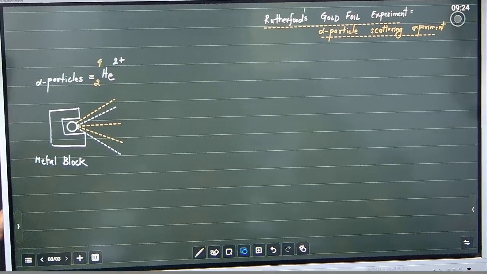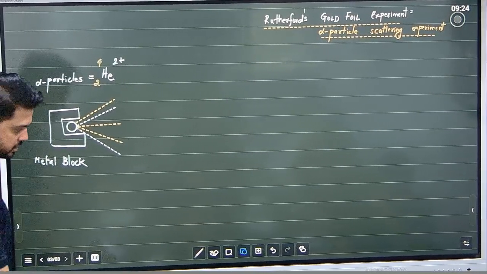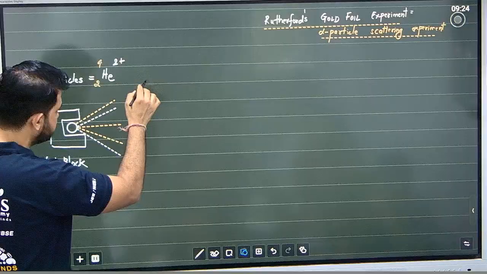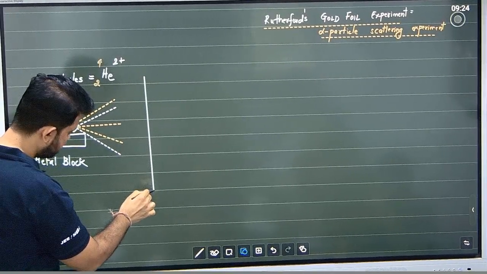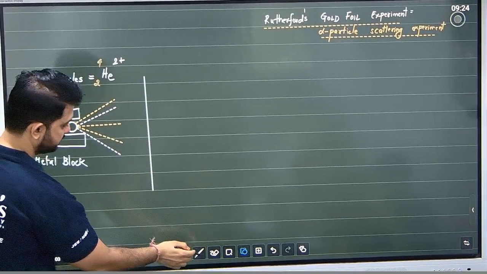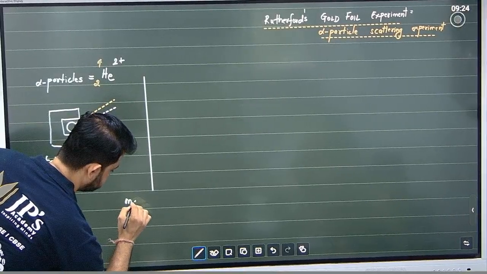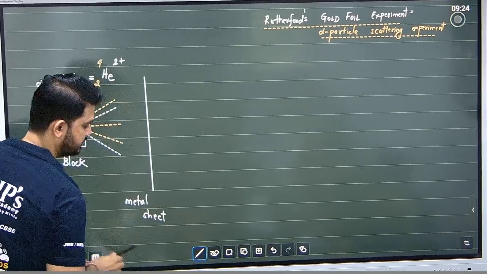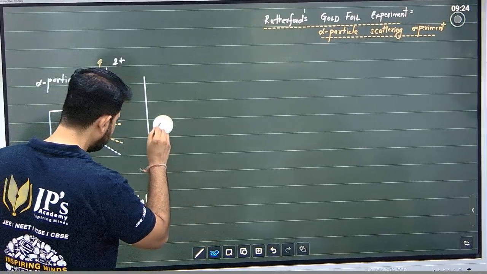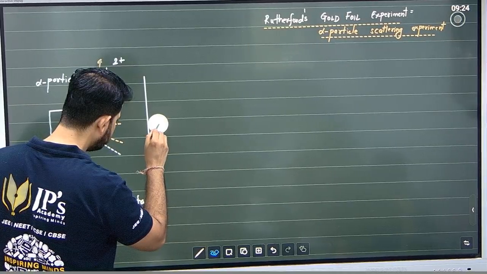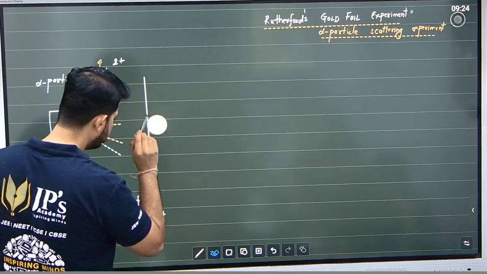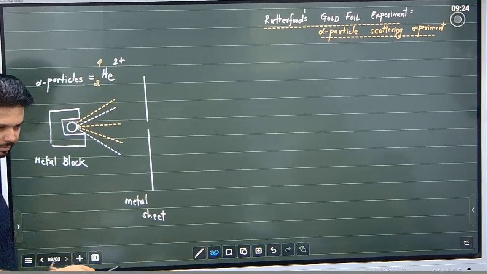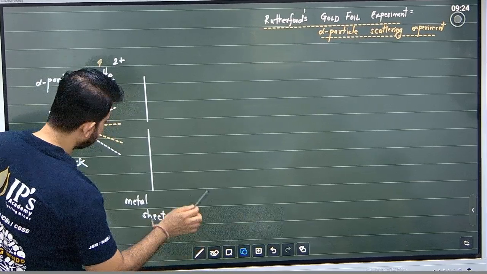Yes or no? But we still want a focused ray. So हम क्या करते हैं? We place a metal sheet. ठीक है? With a tiny gap. It should be a bit more tiny, but I think we will get it.